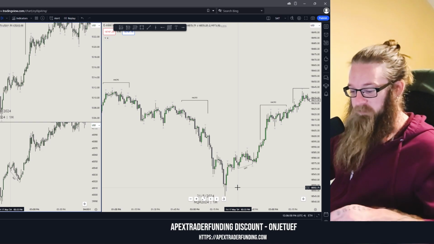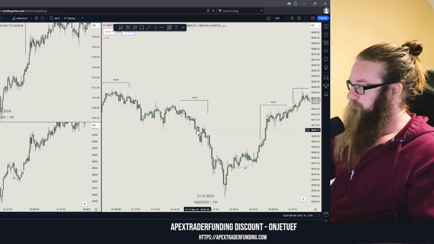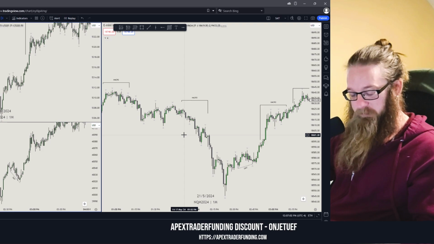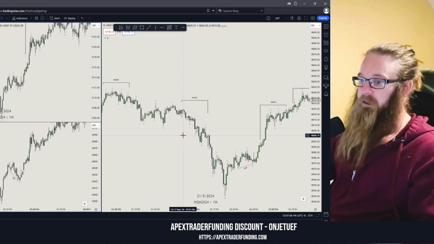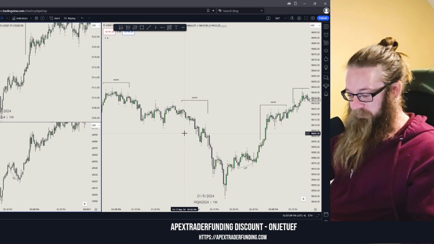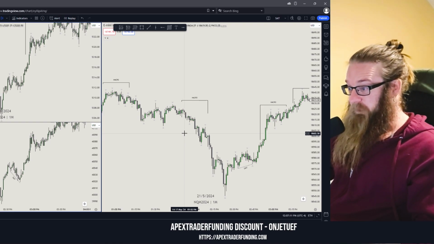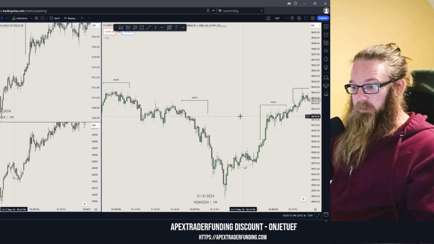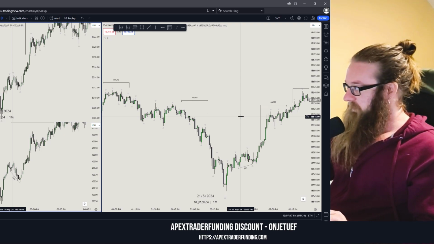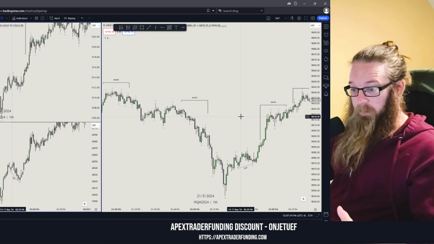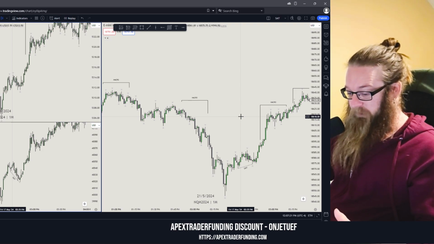But SMT. So SMT is, as I talked about in one of my last videos, under the change in state of delivery umbrella. It does tell you there's going to be a change in the state of delivery. Now, SMT is a mismatch in highs or lows between correlating assets.